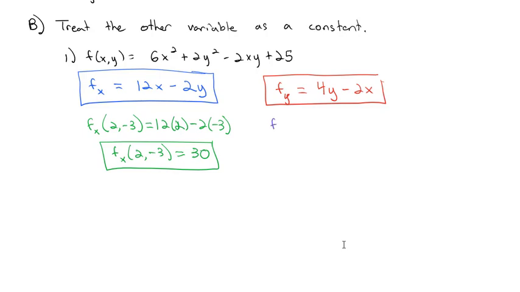Let's use our same point and find out what's happening in the y direction at the point (2, negative 3). Plugging into our partial with respect to y, we have 4 times y, which is negative 3, minus 2 times x, which is 2. So the partial with respect to y at (2, negative 3) is negative 12 minus 4, which is negative 16.